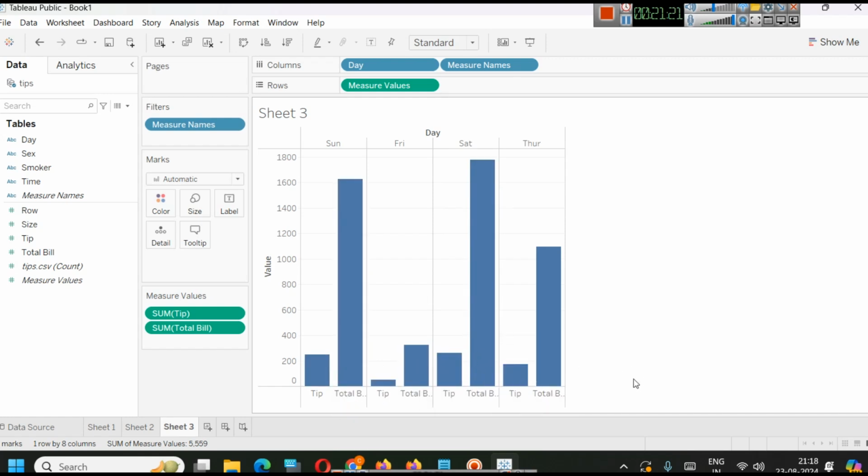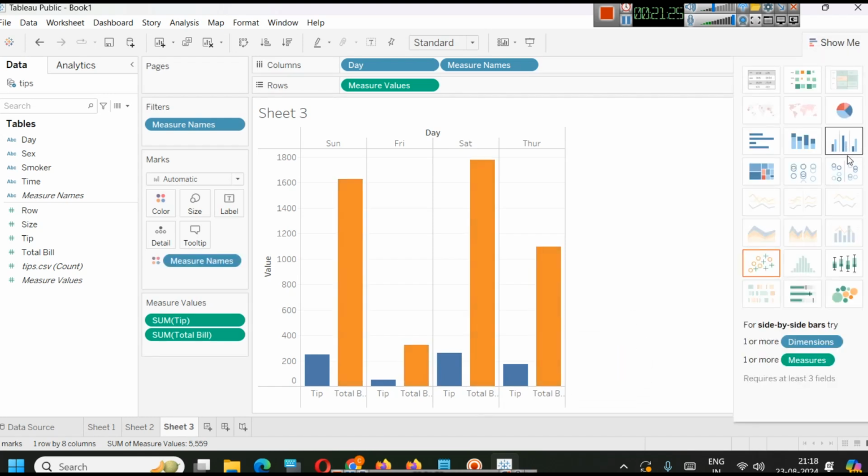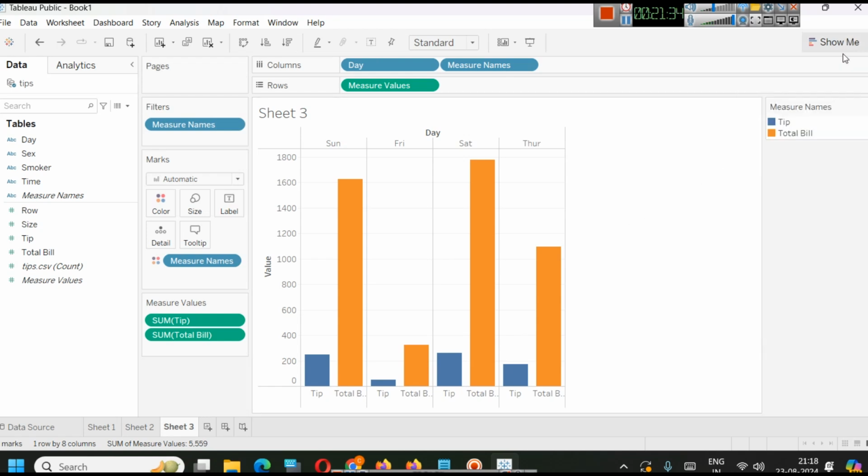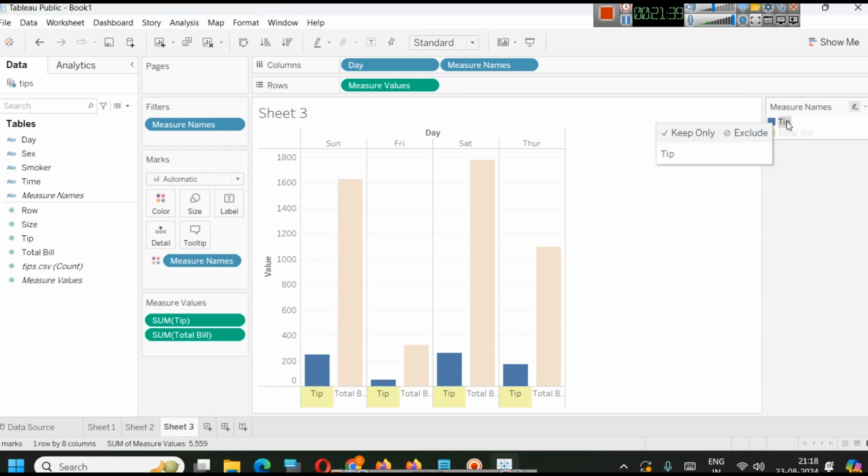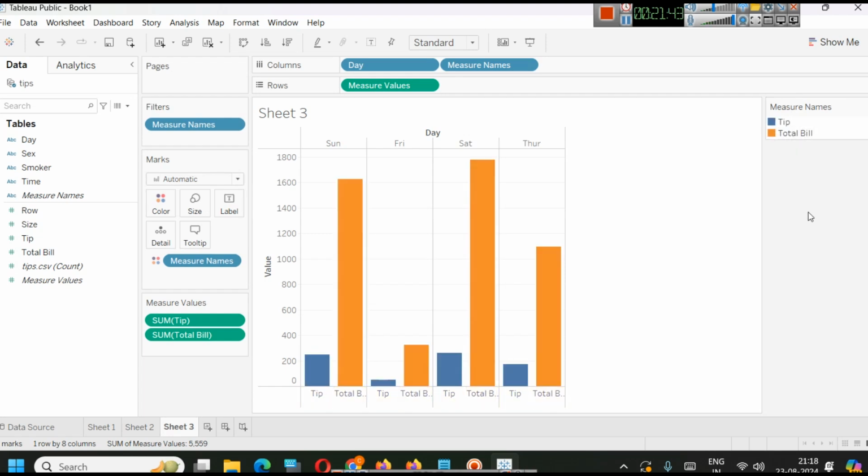So you can draw a lot of conclusions from here, and as you can see, although it is a side by side bar, when you select from Show Me, it will also add a color, and it will add this filter. So you can select only one value from here. This is an interactive filter. If you don't select anything, it works as a legend. It is informing you that blue is tip and orange is total.